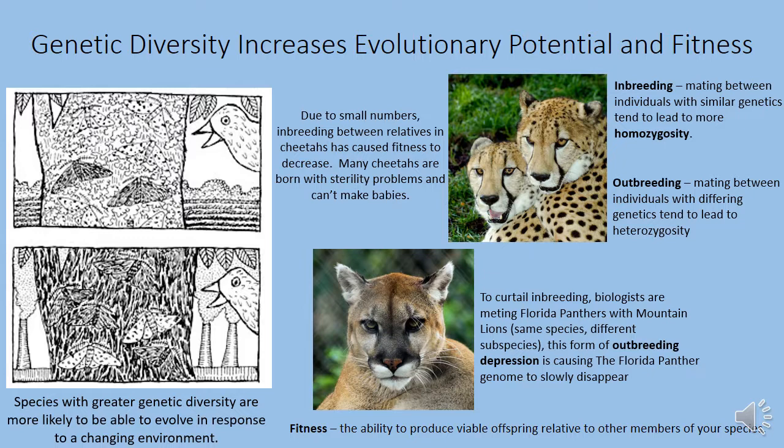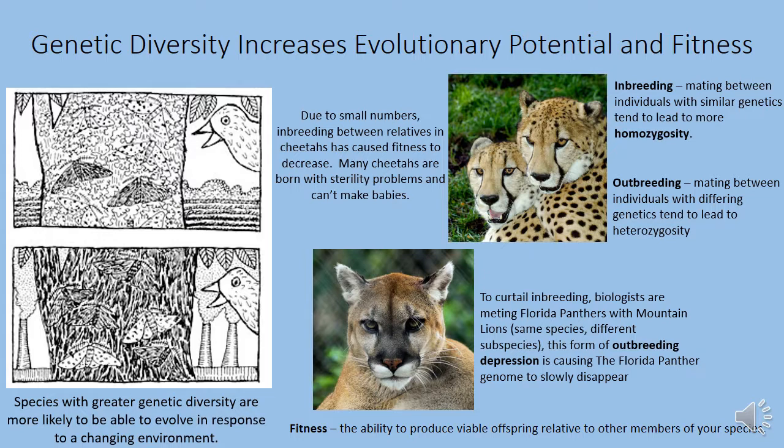Where's my pointer here? Yeah, so we didn't want the cheetah story to happen with the Florida panthers. But what can happen there is what's called outbreeding depression. Over time, we'll slowly lose the genetics of the Florida panther if they keep breeding more and more mountain lions into the population. Right? So that can be bad, but what are you gonna do?